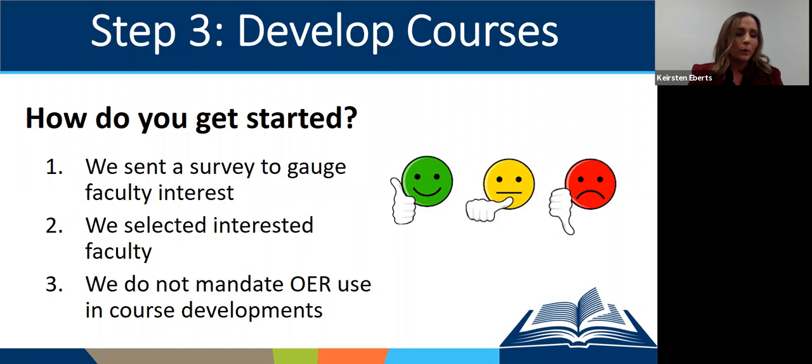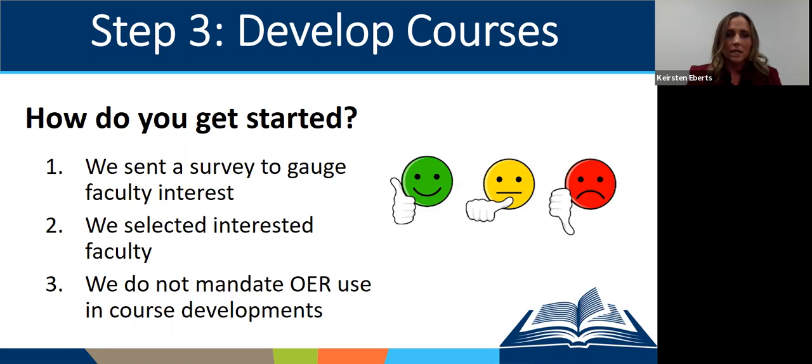We found that to be really important because then it created that excitement around OER. And we never require a faculty to utilize OER in a course development. We recommend it, we encourage it, and we try to help faculty understand what OER are before they make a decision, but it's not a mandate. And for some courses, we found there's not enough materials out there yet to have OER materials, but we're hoping that we'll have a lot more resources in the future.